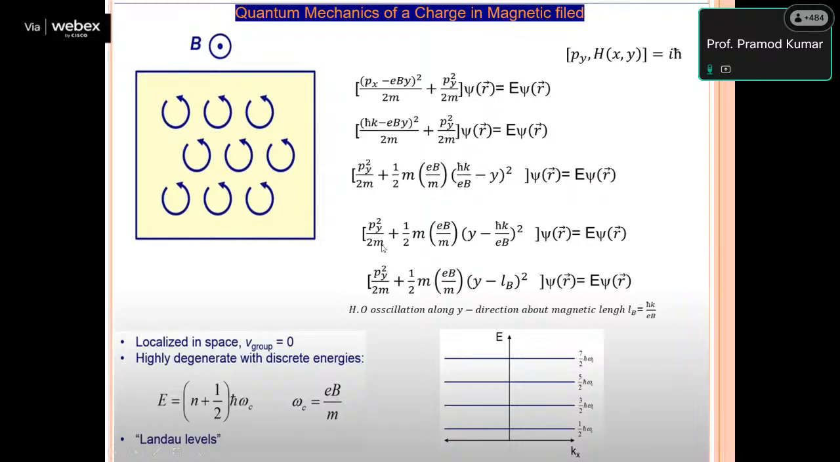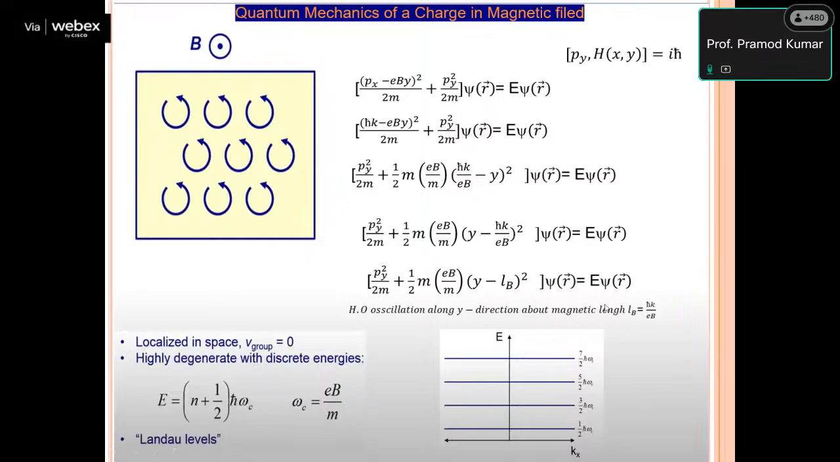So here Py² / 2m plus 1/2 m (eB/m)², just taking y first, (y minus ħk/eB) whole square. Because it is squared, the sign is not going to affect. Normally people write this value in the form of lB. lB is basically the magnetic length, known as the magnetic length.